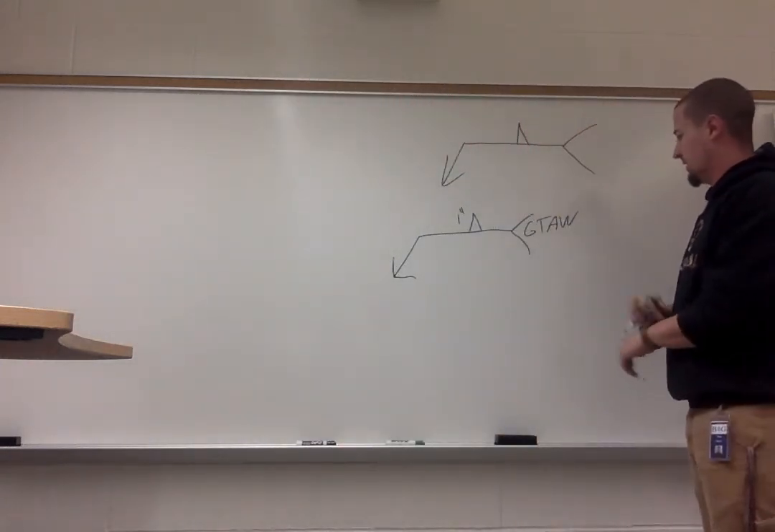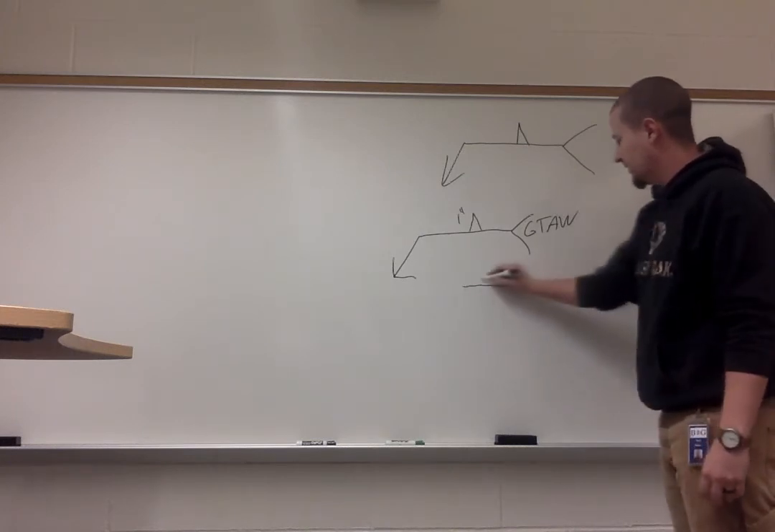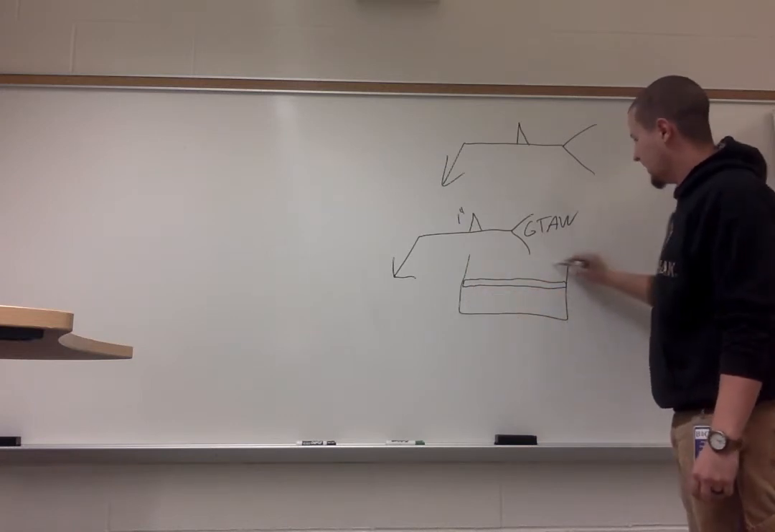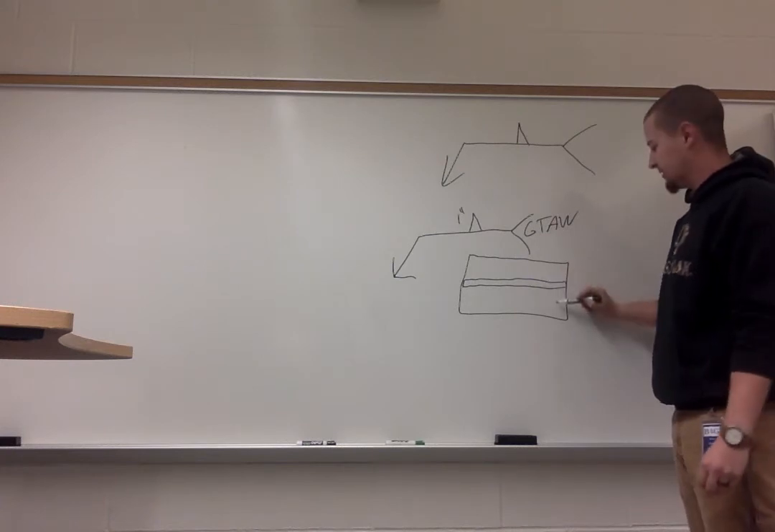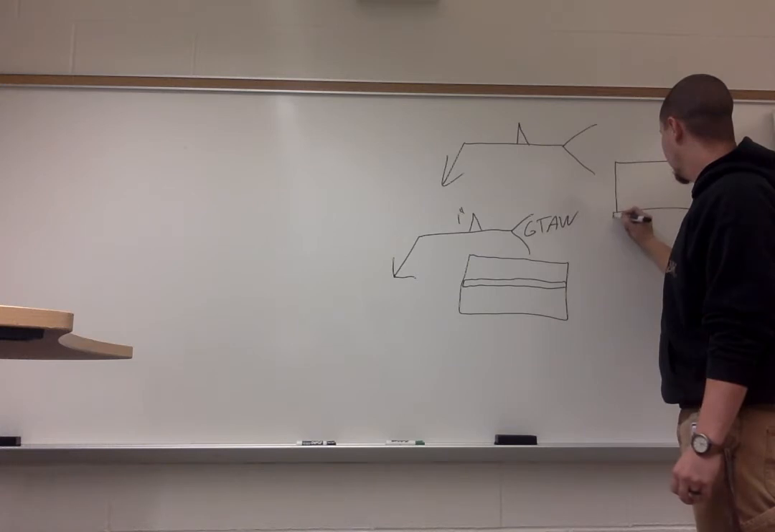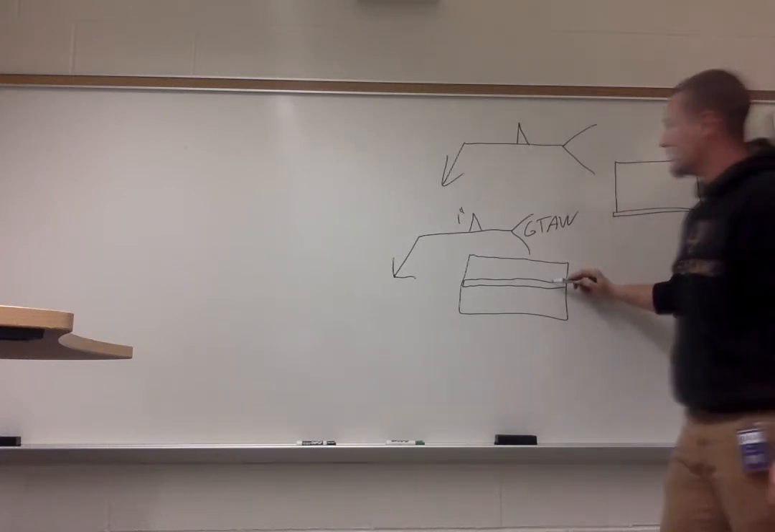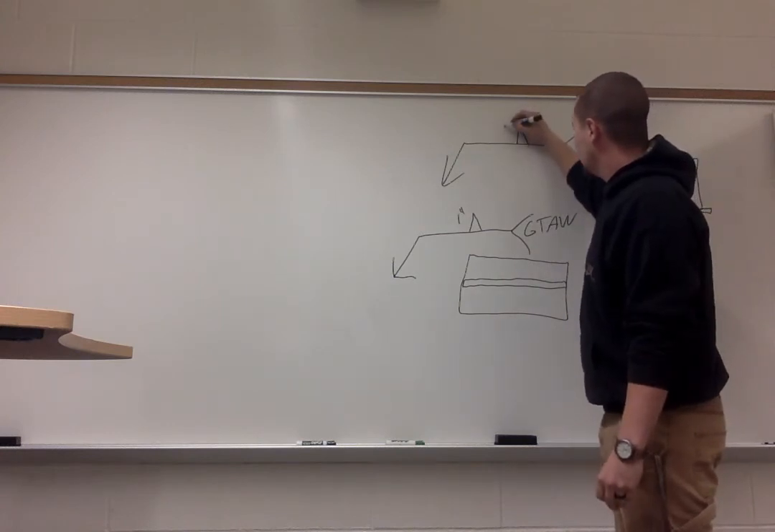So, as if we have a T-joint we're looking down on, so we're in the overhead view, this would be our vertical piece, and this is just our flat plate. Like this, just in the overhead view. And we'll do a 1/4-inch fillet weld.